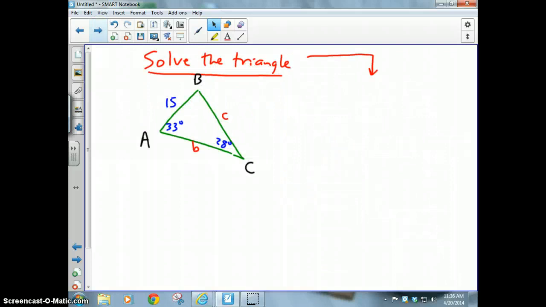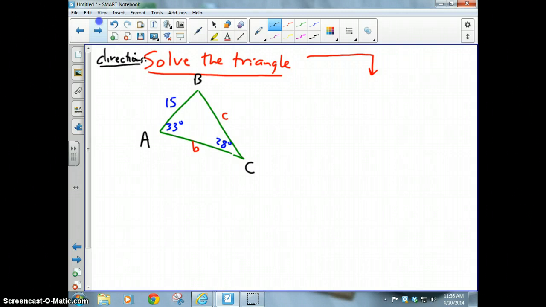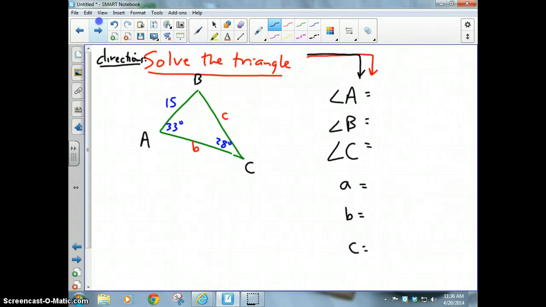The directions say solve the triangle. Now, when you're given these directions, what it's asking you to do is tell me all pieces of information. How big angle A is, how big angle B is, how big angle C is, how long side A is, how long side B is, and how long side C is. It wants all those pieces of information. That's what solve the triangle means.